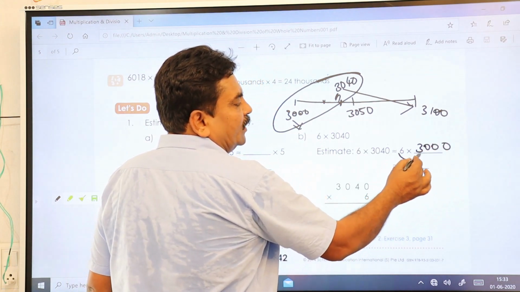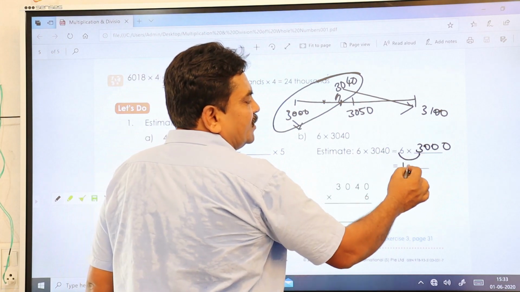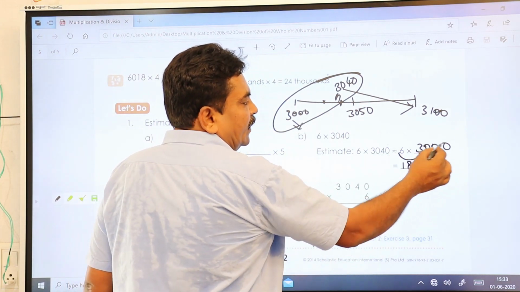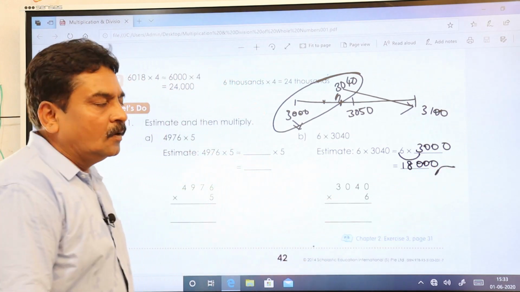So 6 into 3000. You multiply only these two. The remaining you can keep as 0 in the answer itself. 6 threes are 18, and 3 zeros are there. Keep 3 zeros. It becomes 18,000.